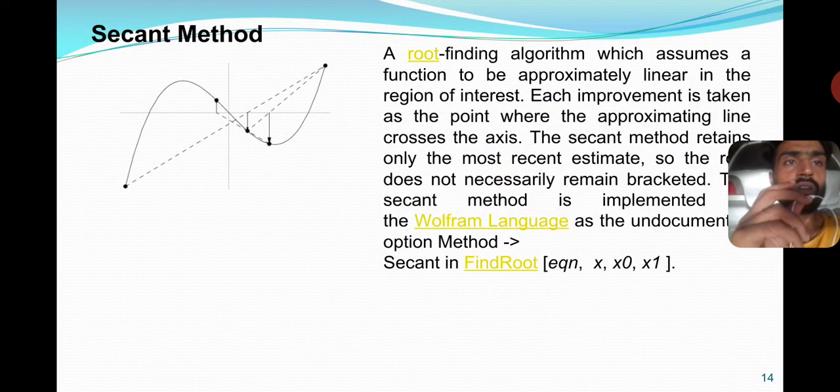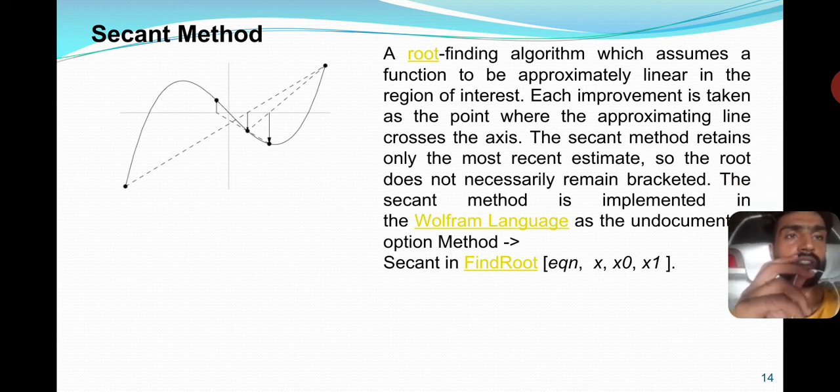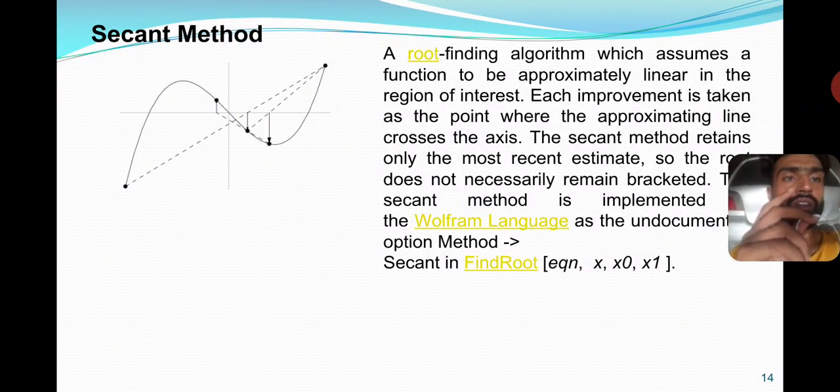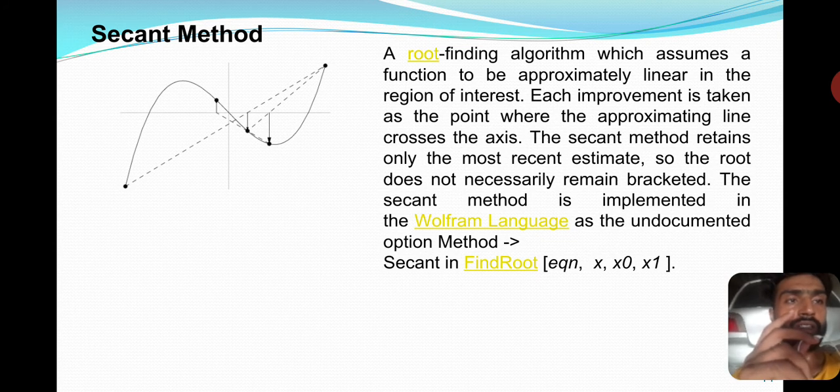Secant method: a root-finding algorithm which assumes a function to be approximately linear in the region of interest. Each improvement is taken as the point where the approximating line crosses the axis. The secant method returns only the most recent estimate, so the root does not necessarily remain bracketed. The secant method is implemented in the Wolfram Language as the undocumented option Method -> Secant in FindRoot.